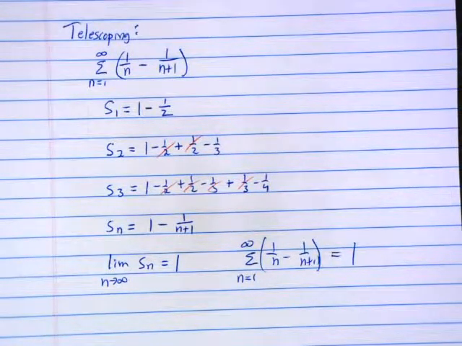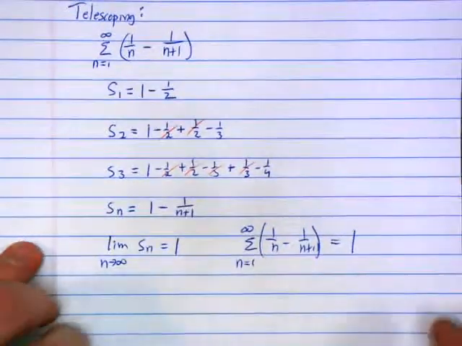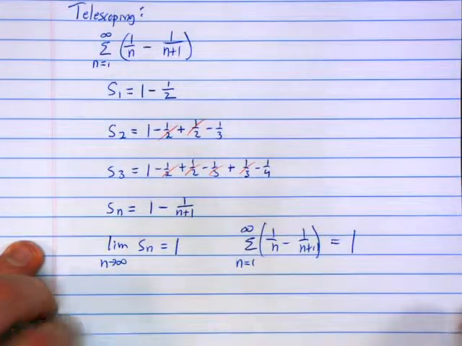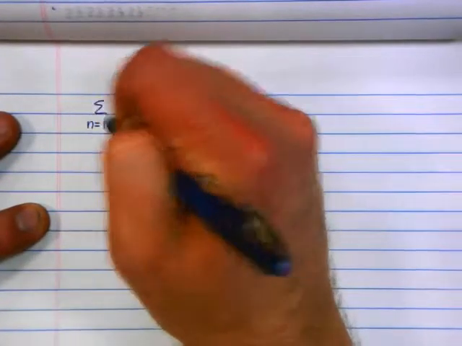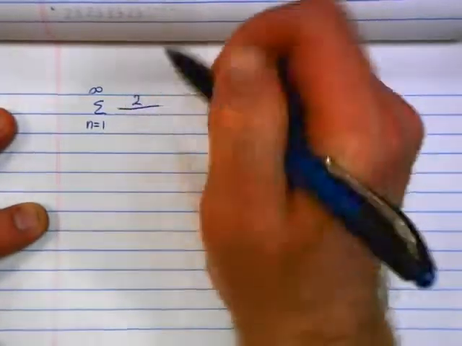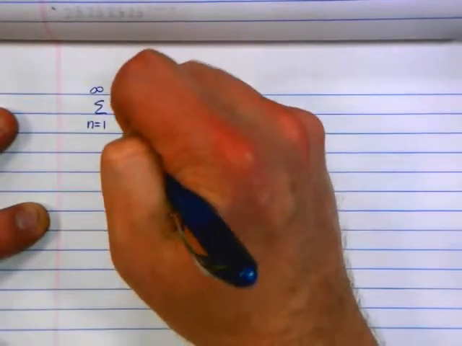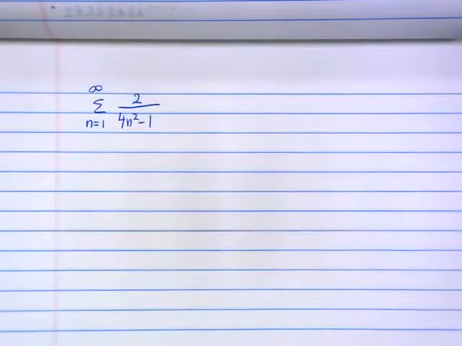What's the details for that? Like, how can you just look at it and know? All right, if I were to write this down, the sum from n equals 1 to infinity of 2 divided by 4n squared minus 1, I would look at that one and I would right away guess that that one's going to be telescoping.